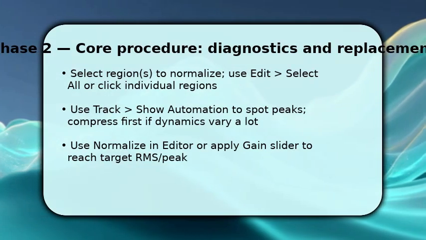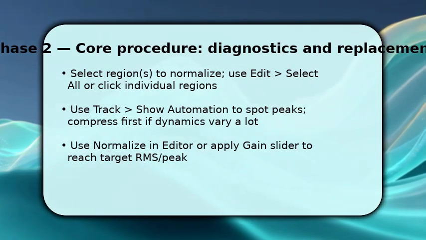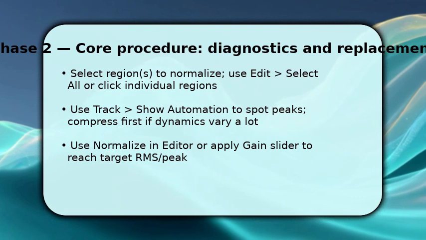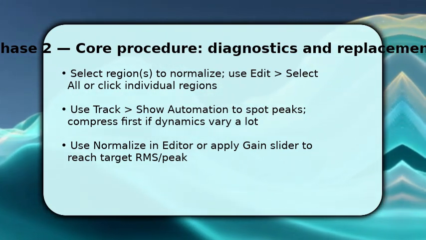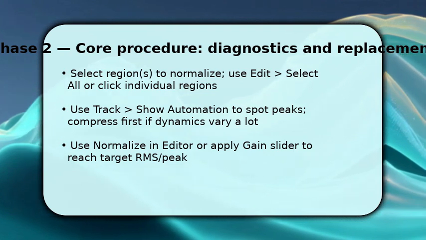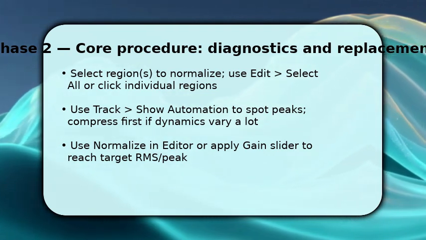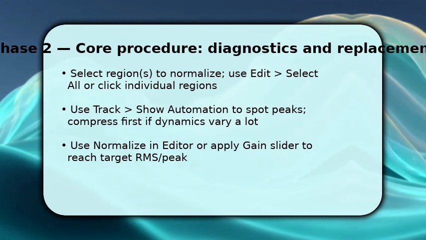Now you perform the normalization itself. Select the region or regions you want and check peaks with the waveform display so you know the highest points. If dynamics are uneven, apply gentle compression first. This makes normalization more musical and avoids pumping.